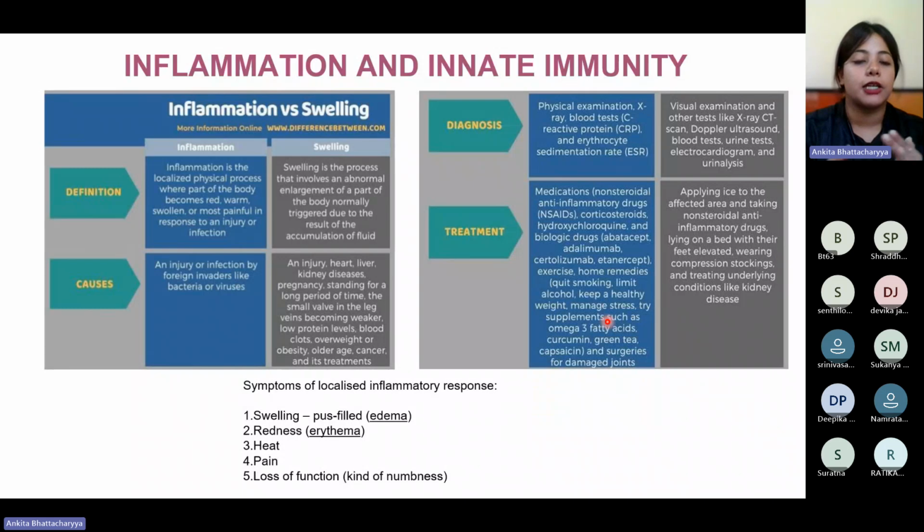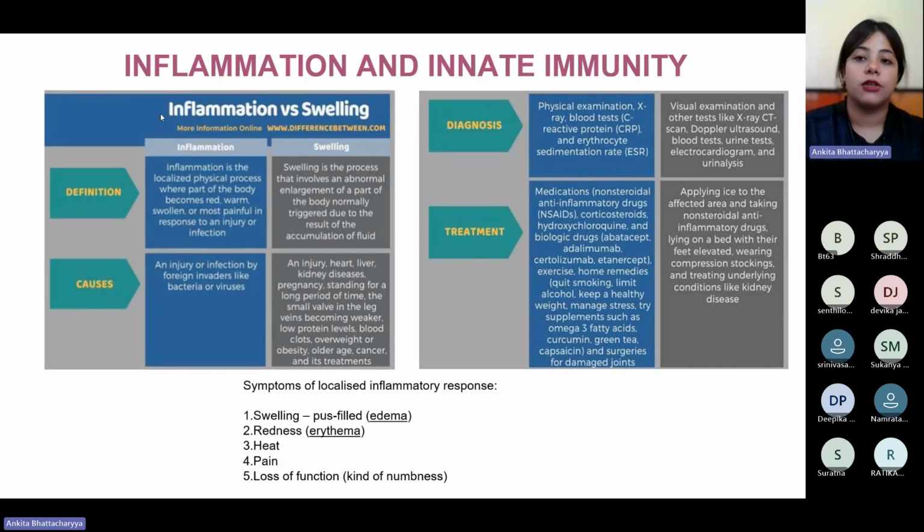Secondly, what is the cause? The cause of inflammation is either an injury, a wound that has come in, or some infection by foreign invaders like bacteria or viruses. When we talk about swelling, it can be due to some injury, chronic diseases, pregnancy, etc. So it can happen due to a number of reasons. Lifestyle habits also can be a major factor in it.